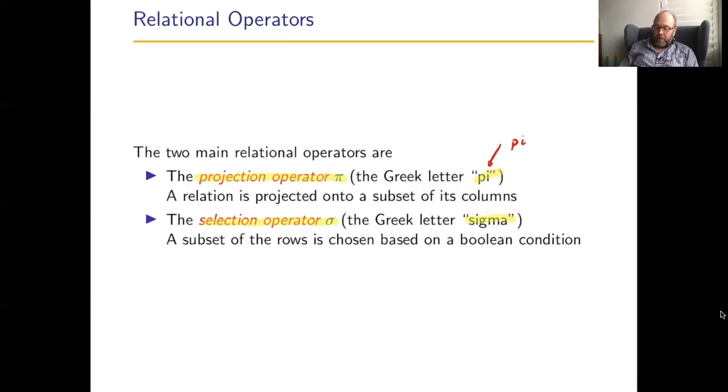Okay, how do these two things work? Well, pi stands for projection, and that means that a relation is projected onto a subset of its columns. That means you just choose some of the columns, delete everything else. Sigma deletes some rows, or rather, it keeps some rows. So you choose some rows based on a condition, and those are the rows that survive, that form the output of the selection operator.